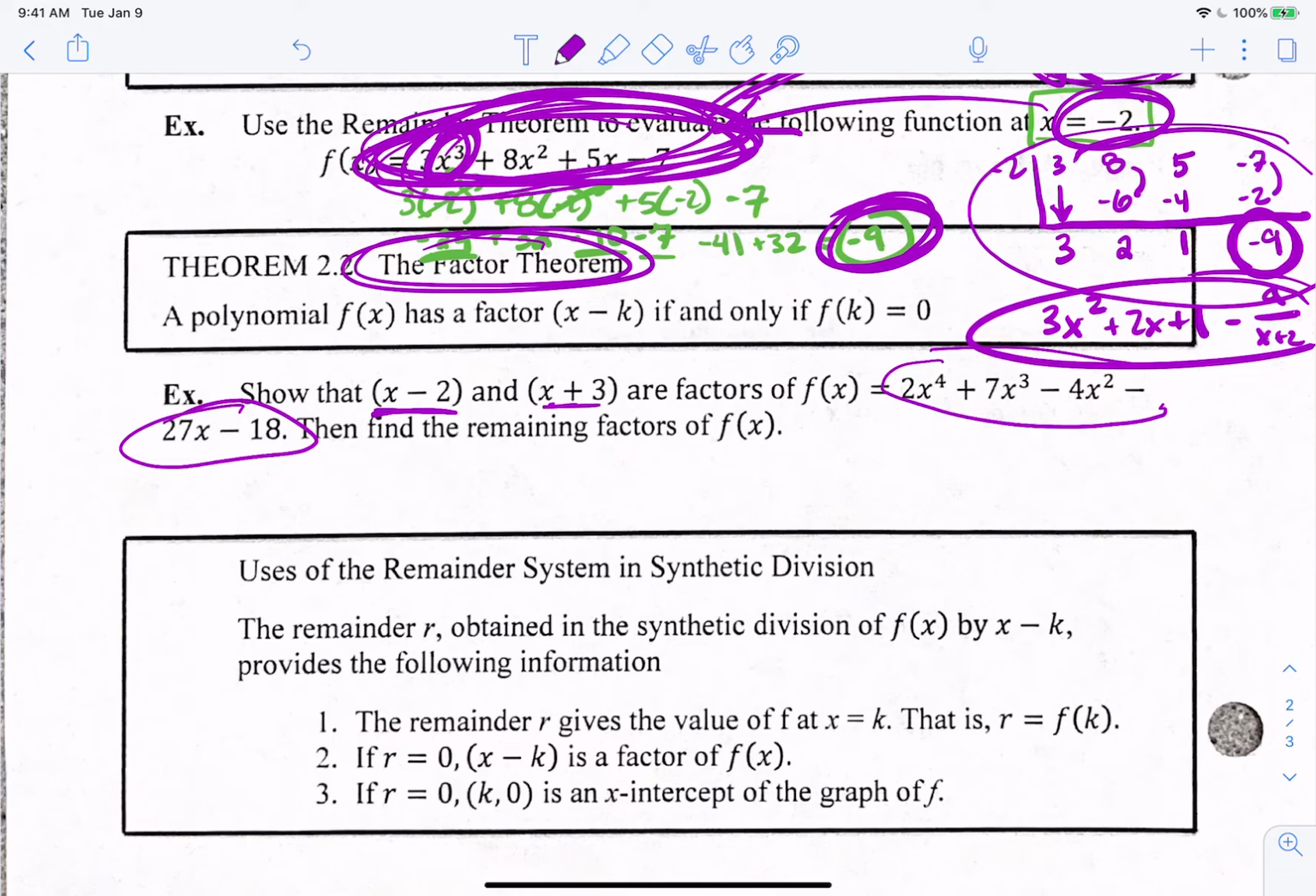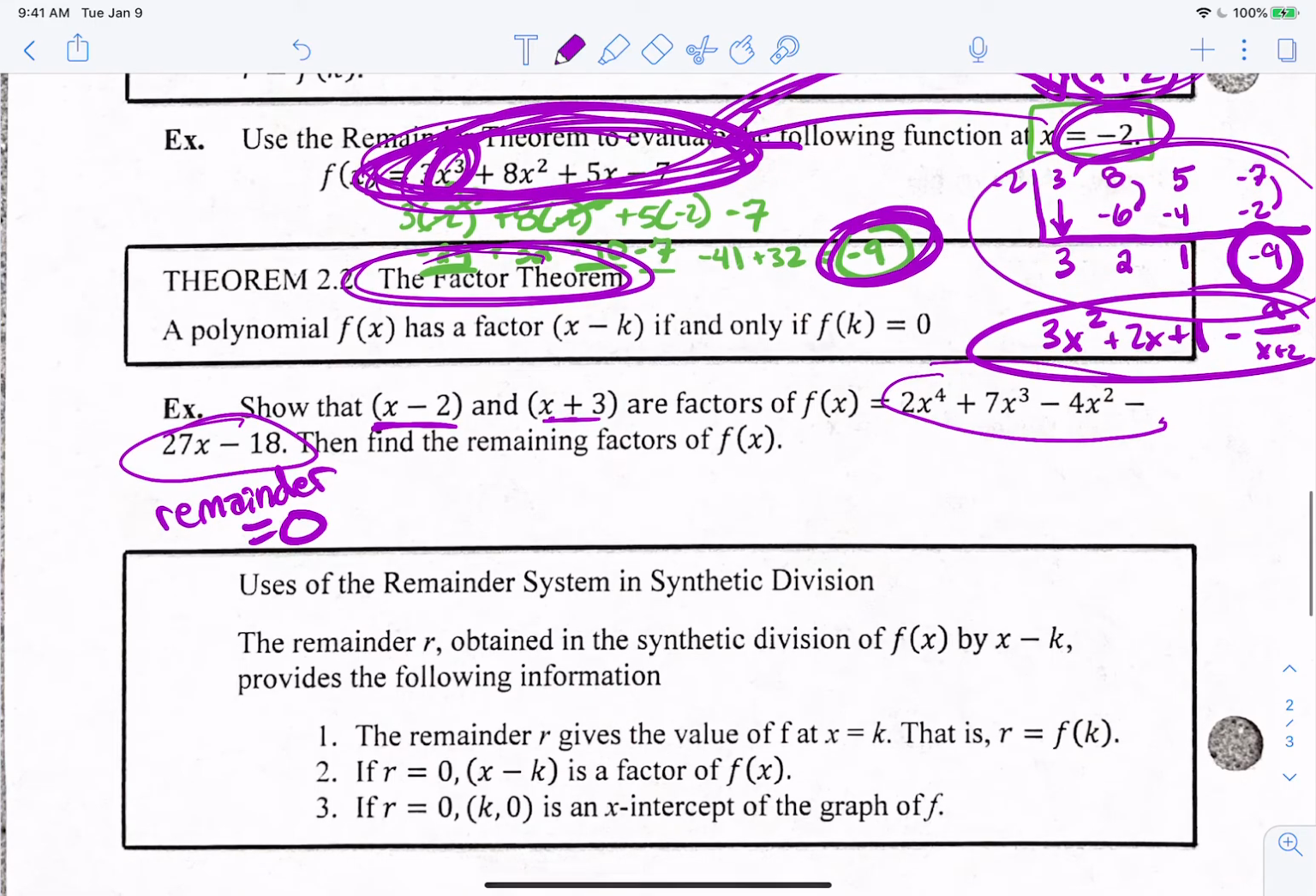Determine whether they are factors or not. If something factors into something completely, what is the remainder? I want to look to see if the remainder equals 0. That's what I'm trying to see, right? Trying to see if the remainder is 0. So I'm going to see if x minus 2 is a factor.